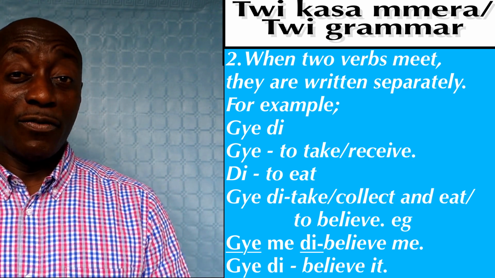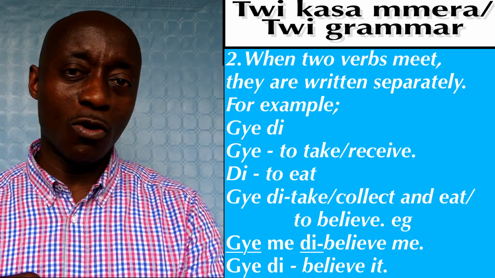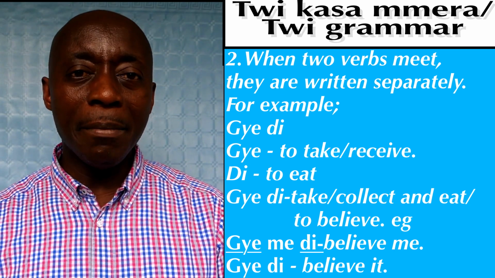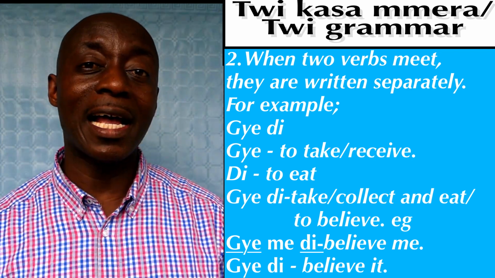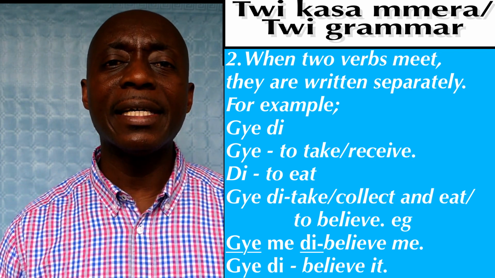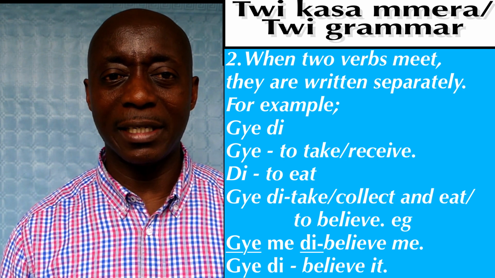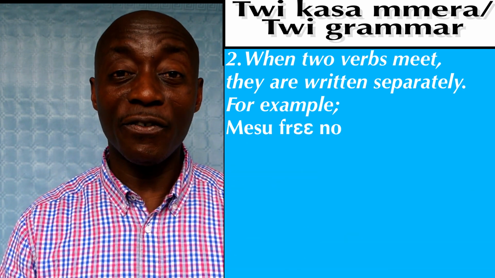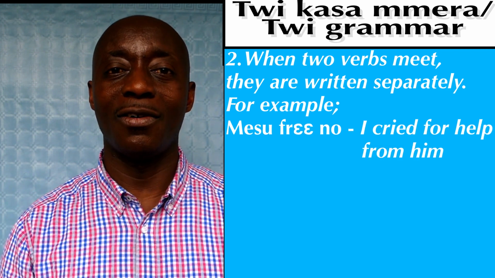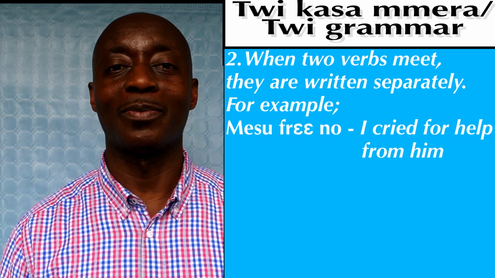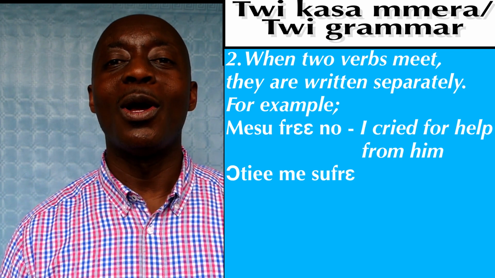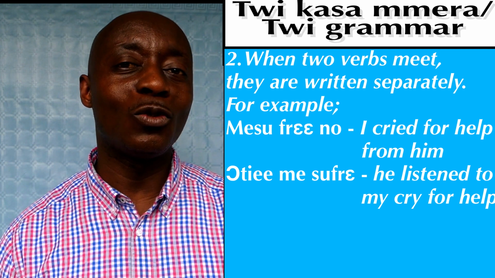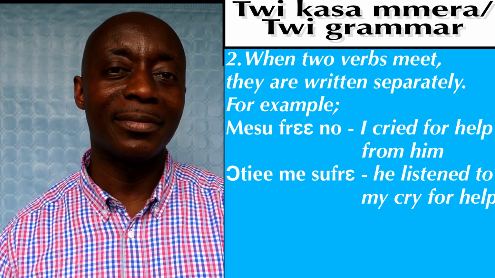However, if you should write them together, some of them will not make any sense. But some also, their meaning and their identity will change. For instance, listen to this statement. Mesu frɛɛ. I cried for help from him. Ɔtiee mesufrɛ. He listened to my cry for help.